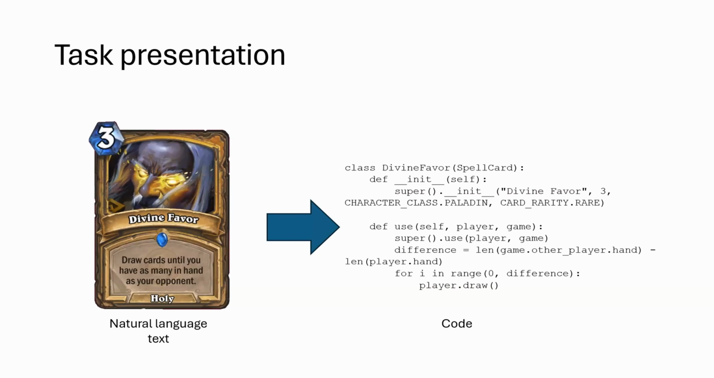In the literature, things are more straightforward when considering the data sets used. They are usually trading card games like Hearthstone, for example, which you might recognize from this card right here, or Magic the Gathering. These cards are mostly used because they contain standardized text that explains the mechanics each card has, and these mechanics can be mapped to code. For example, if you take this card, draw cards until you have as many in hand as your opponent, what the code does is compute the difference between the length of the players' hands, and for each of these differences, the player draws a card.